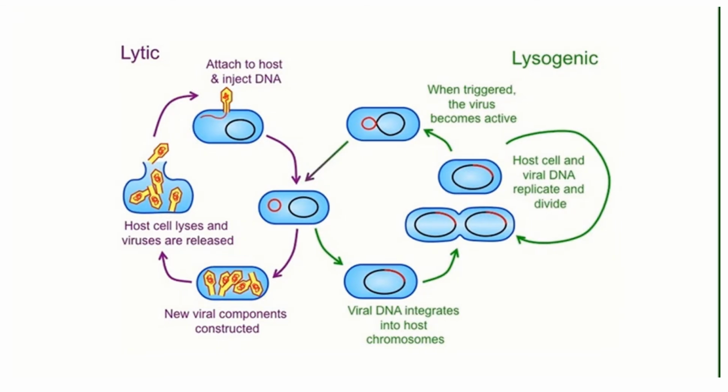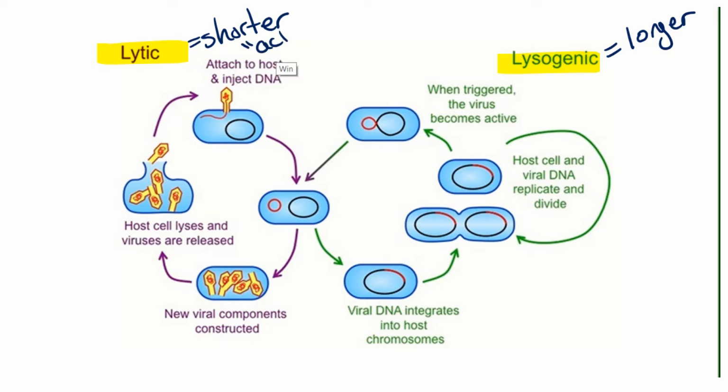So let's talk about viruses. There are two cycles that you need to be familiar with for viruses. There's the lytic and the lysogenic. Now, the lytic, you can think of it as a shorter cycle. Lysogenic takes much longer. At the same time, we often refer to the lytic cycle as the active stage and the lysogenic as the dormant stage.